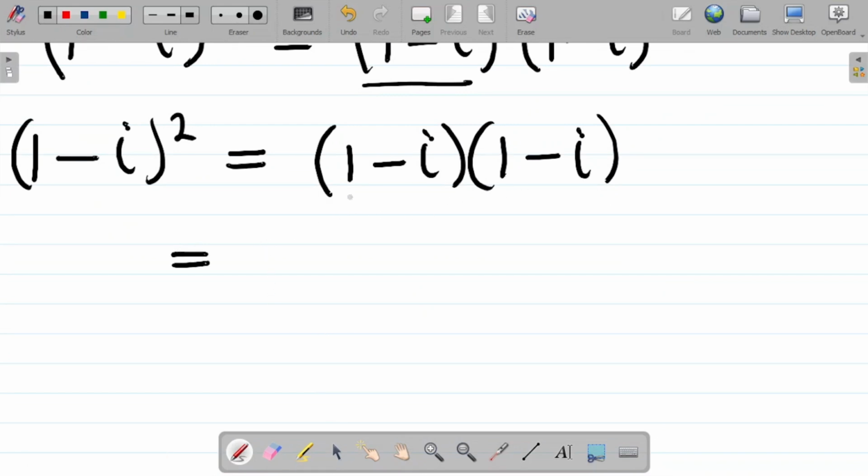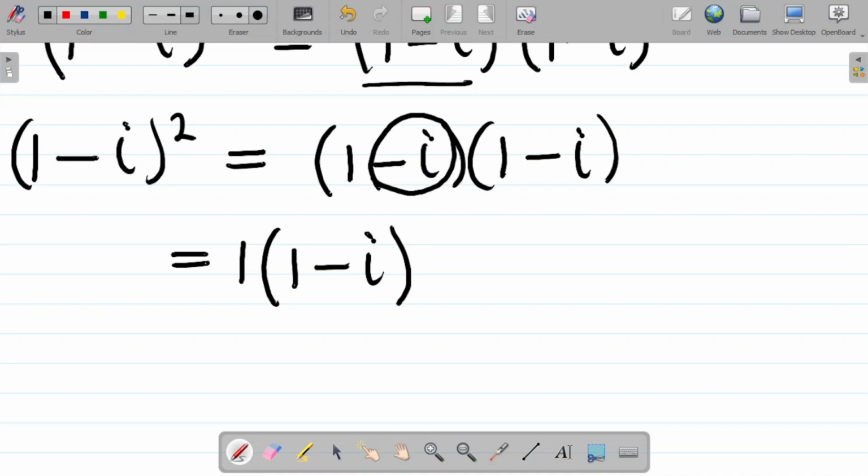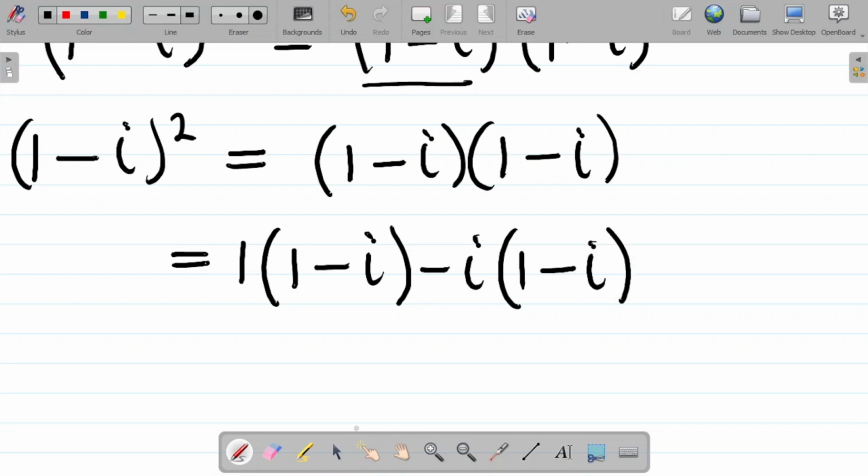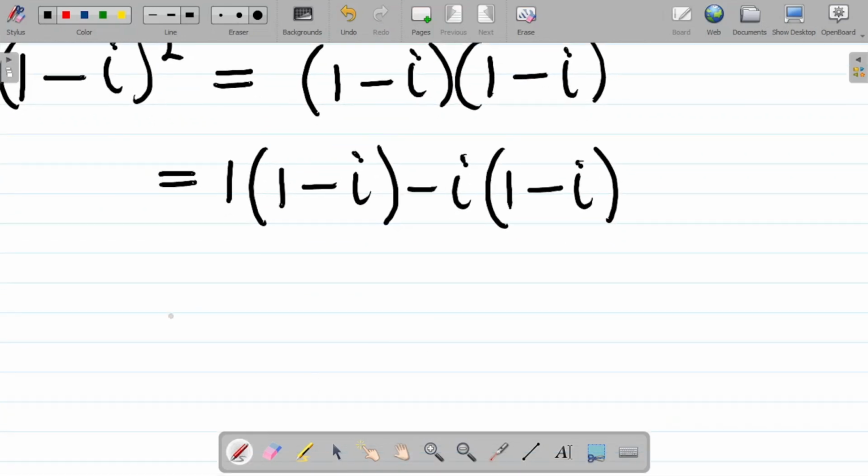Now to expand this, simply take the first term here, which is 1, right? The first term here is 1. So I'll simply take 1 to multiply everything here. That's 1 minus I. Then take the second term in the first bracket, which is minus I. So minus I, multiply everything in second bracket, 1 minus I. So we have this. All right, so from here, let's do 1 multiplied by this. So 1 multiplied by 1 minus I, that becomes 1 minus I. Okay, so 1 times 1 minus I, that gives you 1 minus I.